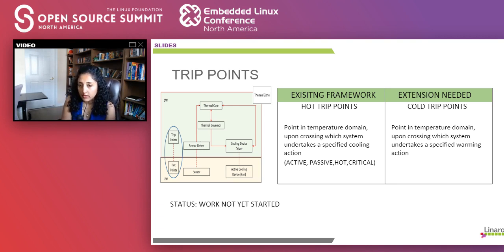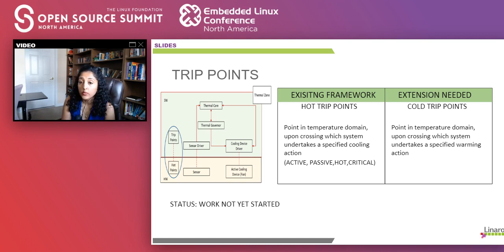So what we are proposing as an extension to this is adding a cold trip point. The cold trip point would be a point in the temperature domain upon crossing which the system should undertake a warming action, not a cooling action, but a warming action. There are multiple ways to handle this. We think the best way would possibly be to introduce a new trip point type called cold trip point.